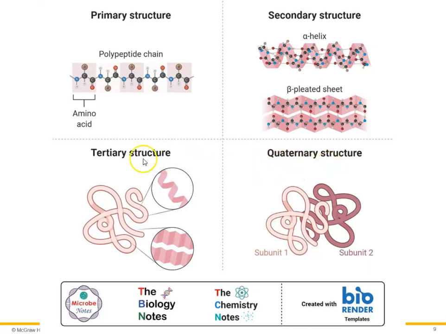Finally, you have quaternary structure. So most enzymes stop at the tertiary structure and they're functional, they're ready to go. Some enzymes need two or more subunits, each with their own tertiary structure, and they will come together and join and form a quaternary structure. Hemoglobin is an example of a protein with a quaternary structure.